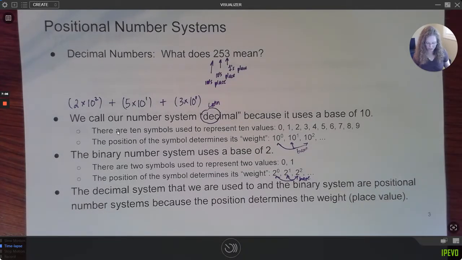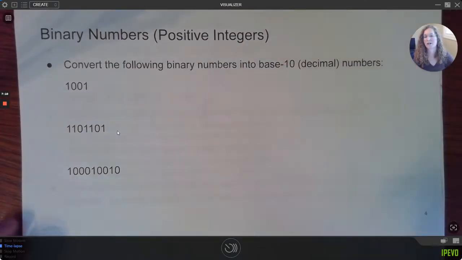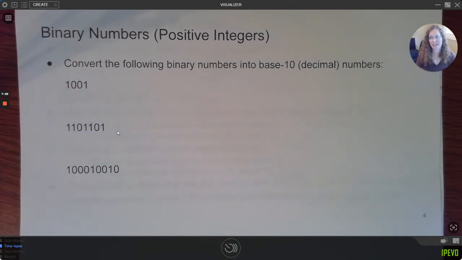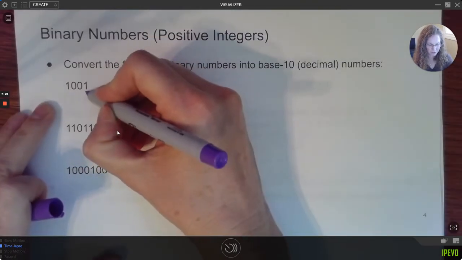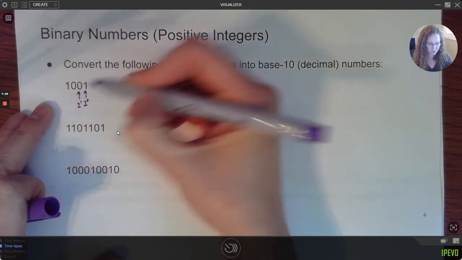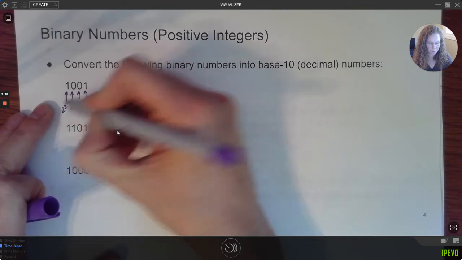Okay, so let's do a little bit of practice and think about how the binary number system works. Let's say we have this binary number, 1001, and we want to know what that would be equivalent to in the base 10 system we know. Well, this is the 2 to the 0 place. This is the 2 to the first place. This is the 2 squared place. And this is the 2 cubed place.